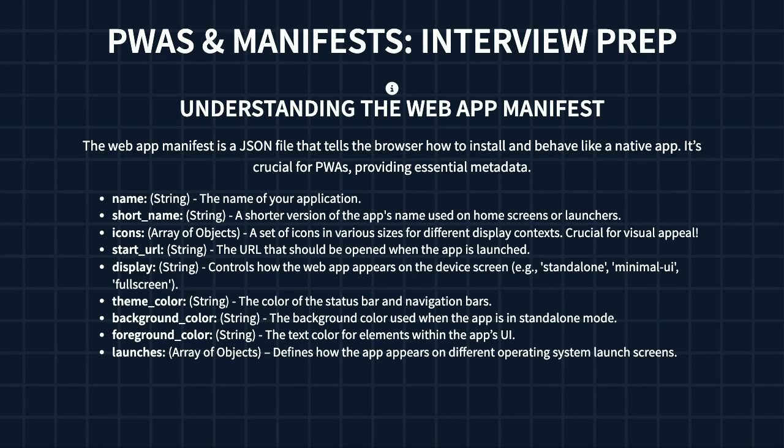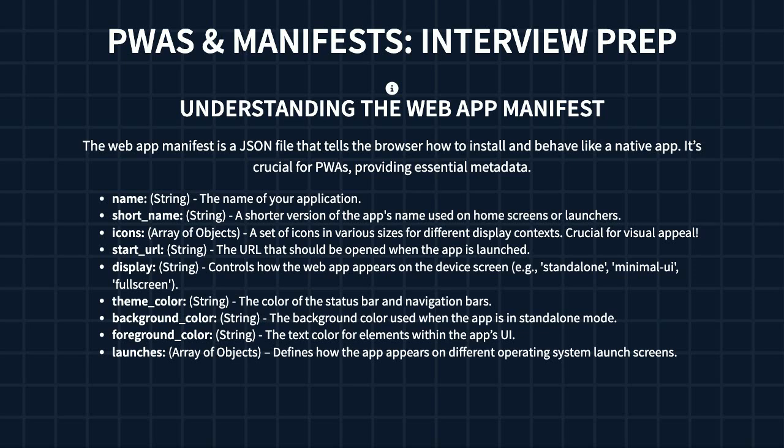Okay, let's talk about manifests. Think of a manifest as your web app's blueprint for installation. It's a JSON file that tells the browser exactly how to behave when someone wants to turn your website into an app. Key things you'll want to know are the name and short name; these appear on the user's device.